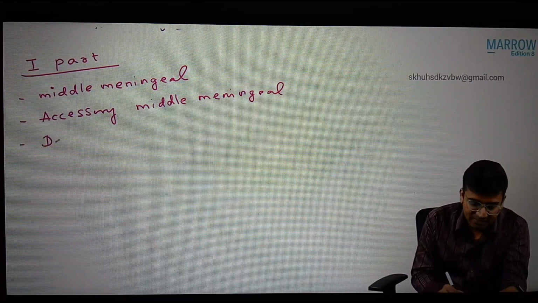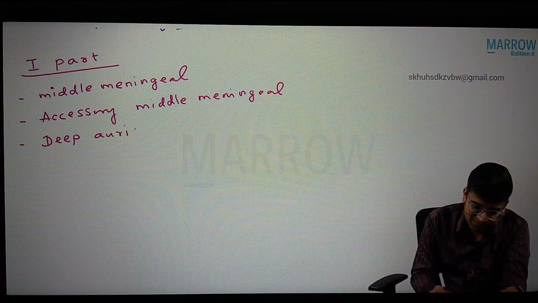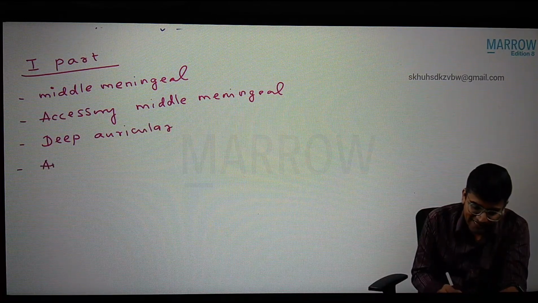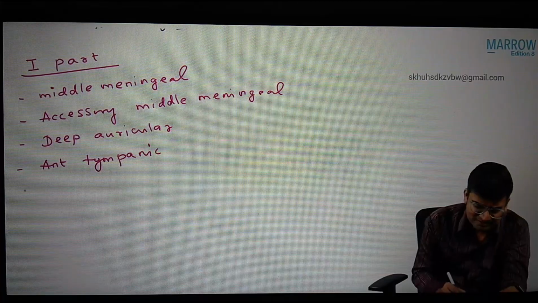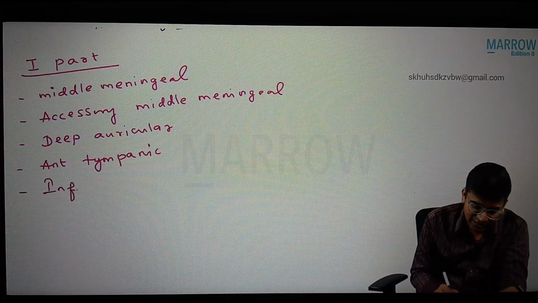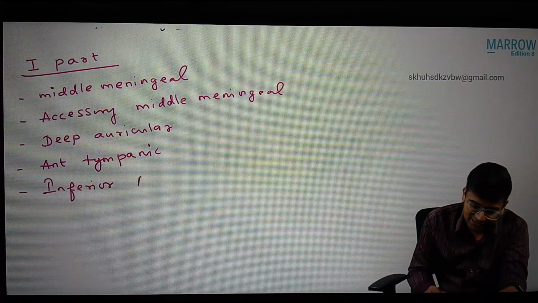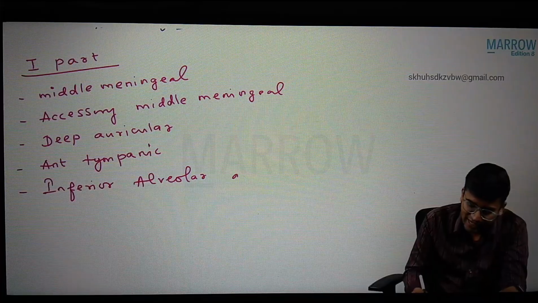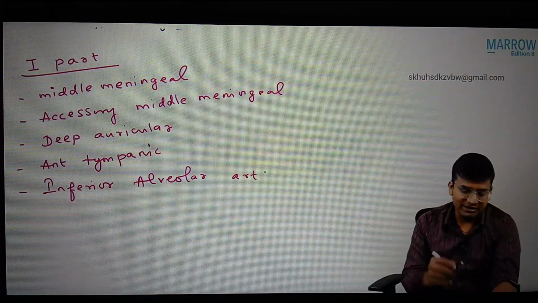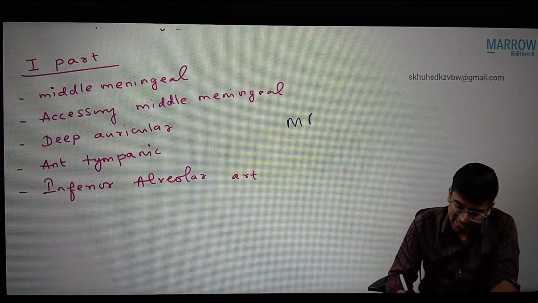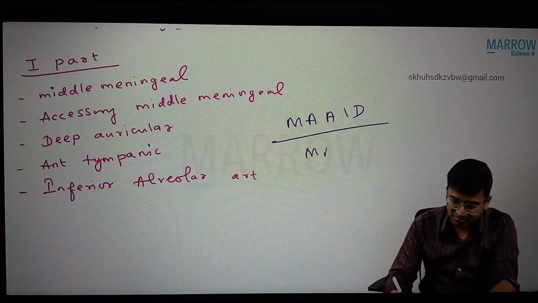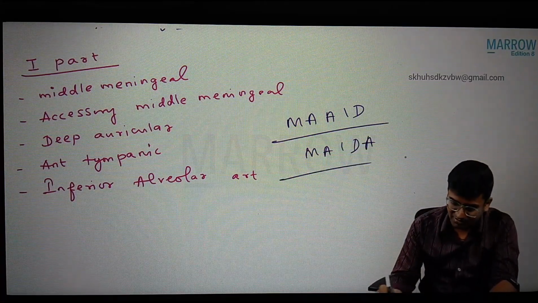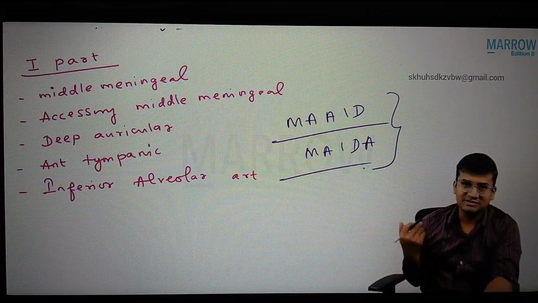Number 3, deep auricular artery. Number 4, anterior tympanic artery. And the last one, inferior alveolar artery. So the mnemonic is MAAID, made or maida, anything you can remember. But the point is, you have to remember the branches from the first part.